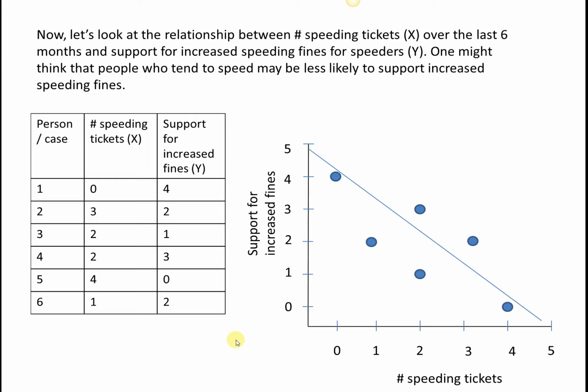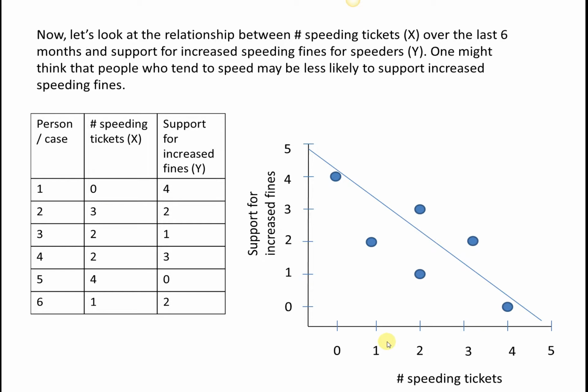Here's another example. In this case, this is plotting out a negative relationship between two variables. Let's say we've asked 6 individuals to indicate the number of speeding tickets they've had over the past 6 months, and, using a scale, say between 1 and 5, their level of support for increasing speeding fines for speeders. For person 1, that person has a value of 0 on X and a value of 4 on Y. So that's this person's coordinate.